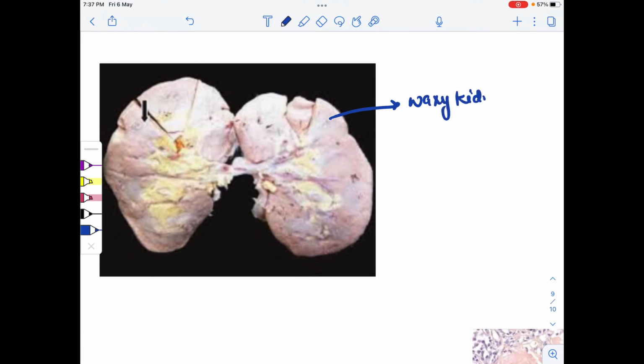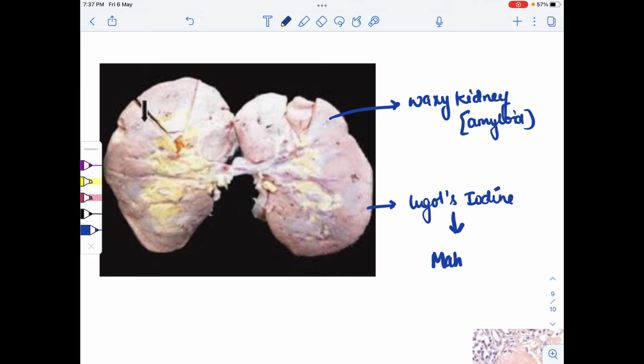We can easily see here, it is the gross specimen of the kidney, meaning there is deposition of amyloid. And on the gross stain, which stain is there? It is Lugol's iodine stain. On the Lugol's iodine stain, we can easily see the color of the kidney will be mahogany brown. The color of the kidney is mahogany brown.